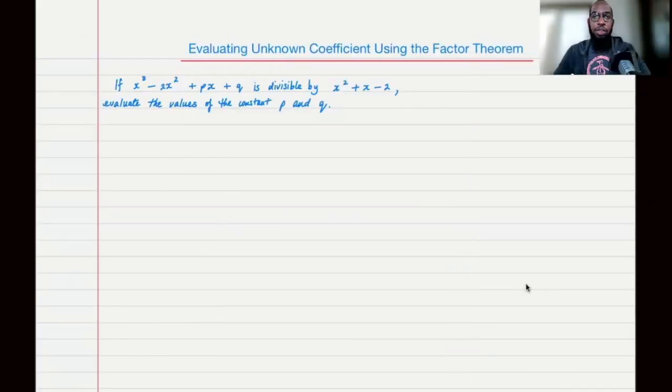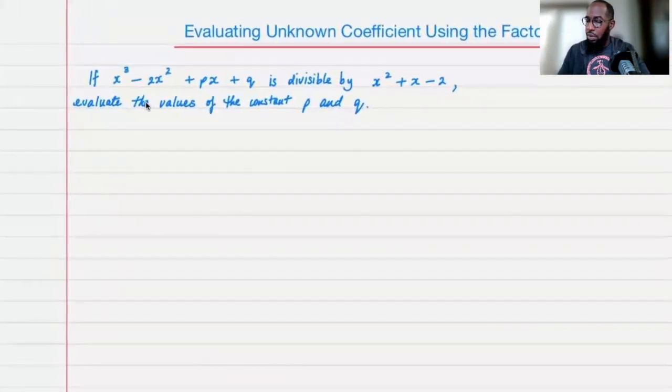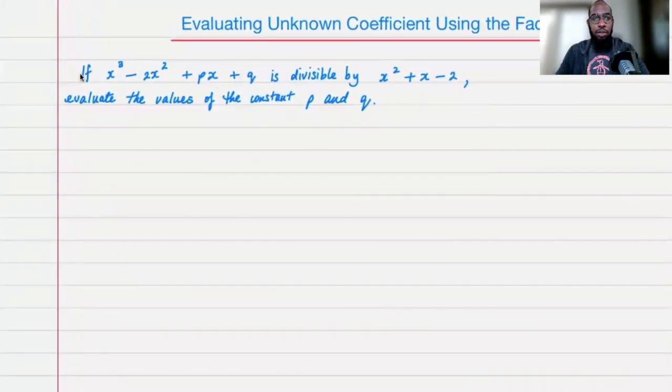Evaluating unknown coefficients using the factor theorem. So we have here, let me zoom it in. We have this expression, x cubed minus 2x squared plus px plus q, is divisible by x squared plus x minus 2. And they said to evaluate the values of the constants p and q. So they want to know what is the exact value for p and q.